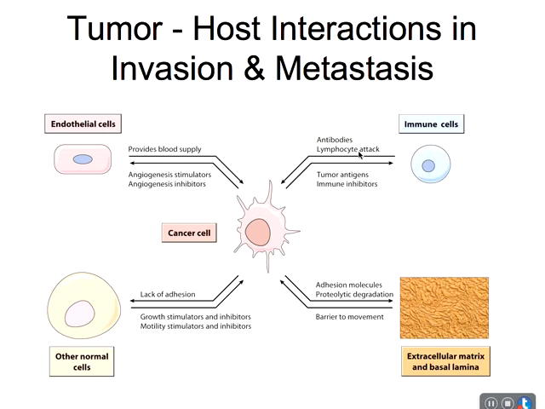interactions here between the tumor and host that are involved in invasion and metastasis. The endothelial cell, of course, the endothelial cell is vital for a cancerous cell. It has to stimulate angiogenesis in order to feed itself, to grow beyond 1 millimeter or 2 in size. The endothelial cell has to be involved in that process. So angiogenesis stimulators to stimulate that process, and of course get rid of the inhibitors for that process to occur.